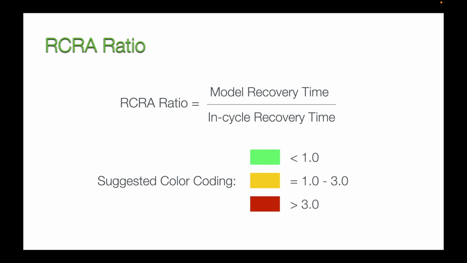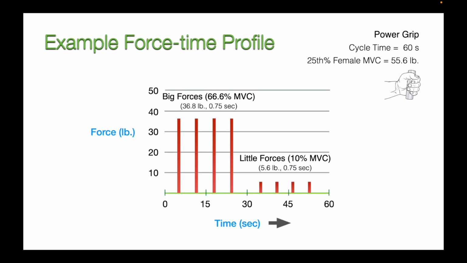Well, for the ratio of model recovery time to in-cycle recovery time, we have a suggested color coding. If it's less than 1, that means that what we calculated, the model recovery, is less than what we have, so we're in good shape. But if we don't have sufficient recovery in cycle, then you can use a color coding to sort out the worst offenders, where the ones with the higher ratios would be the higher priority.